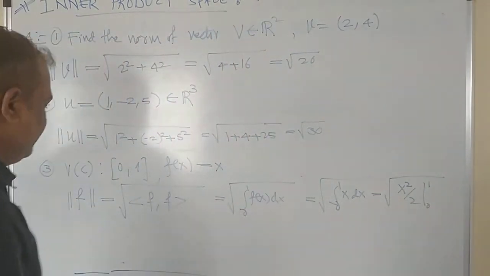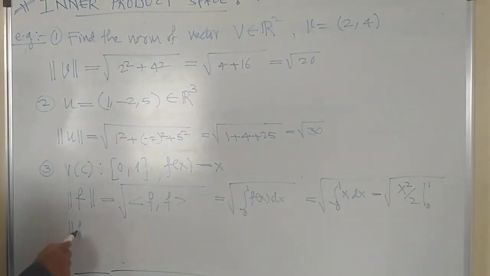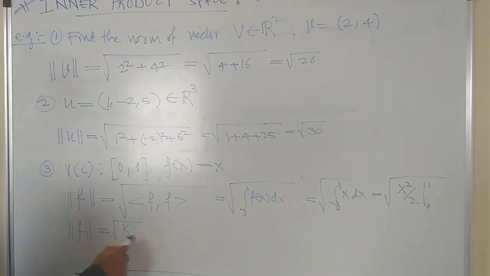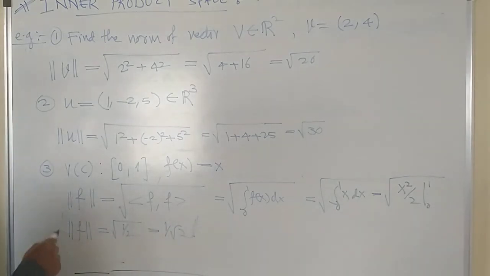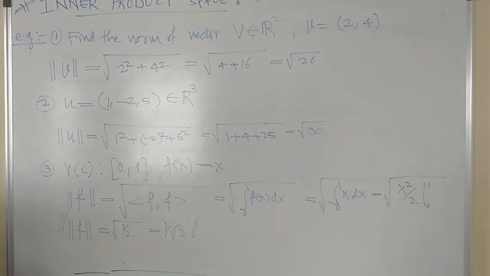So x square by 2, and its limits are 0 to 1. If you put in its limits, the norm of the vector f is equal to the square root of half, or this can be written as 1 by root 2, right? So this is the way to calculate the norm of the given vector.